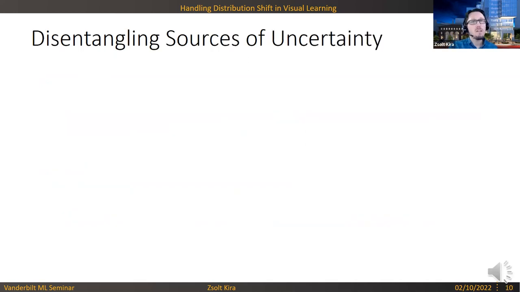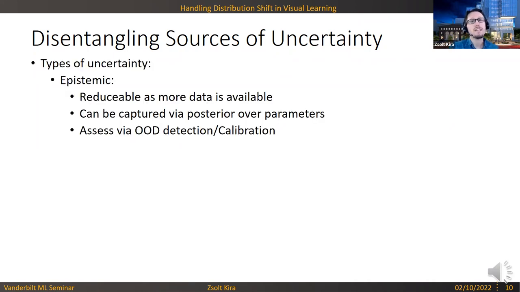There have been a lot of works on calibration, and many of them look to disentangle types of uncertainty. There's model uncertainty, which is epistemic uncertainty. It is reducible as more data becomes available and can be captured via a posterior over parameters. This is well studied, and there are a lot of really good theses and works. It is assessed via something like out of distribution detection or calibration.